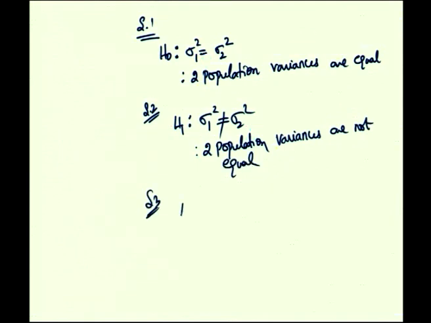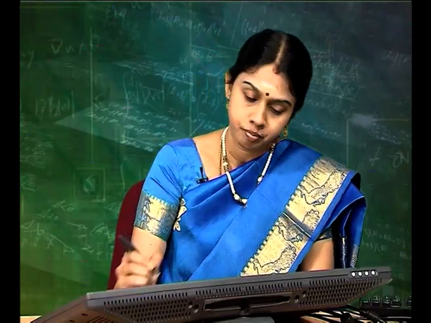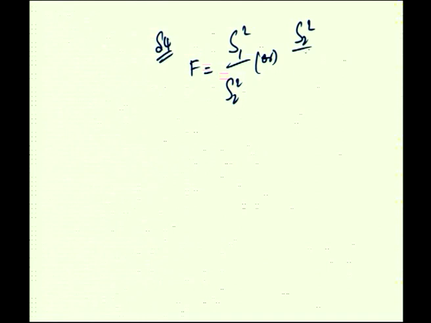Step 3 is level of significance. LOS, level of significance, is 5%. If it is not mentioned, let us take it as 5%. And degrees of freedom, at present we cannot find out because it is based on the F computation. F value is whether capital S1 square by capital S2 square or capital S2 square by capital S1 square. Step 4 is the actual computation part. Capital F is equal to S1 square by S2 square, according to whichever is greater, that will come in the numerator.